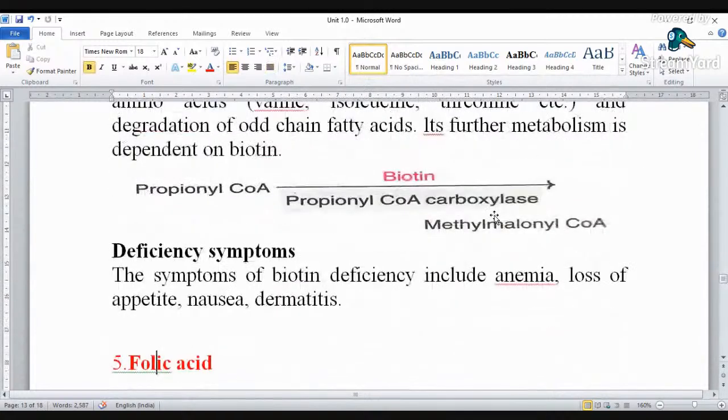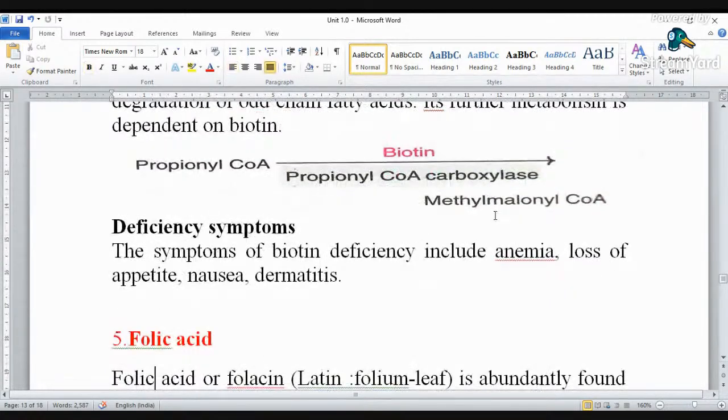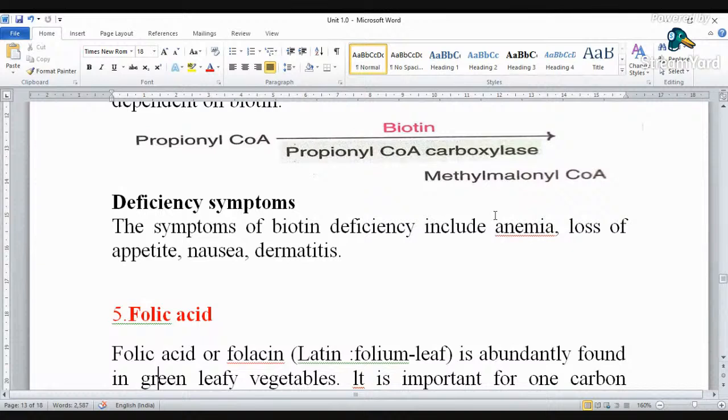So, deficiency symptoms. The symptoms of biotin deficiency include anemia, loss of appetite, nausea and dermatitis. Anemia होतो. Loss of appetite means जेवणाची इच्छा नसणे. नंतर मग डर्मॅटिटिस, स्किन इन्फेक्शन, नॉशिया, मळमळ. ॲनेमिया म्हणजे लॉस ऑफ ब्लड. These are the symptoms of biotin deficiency.